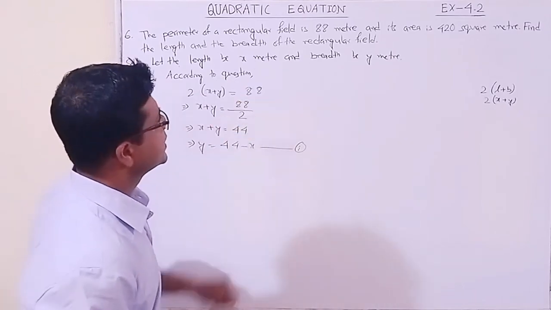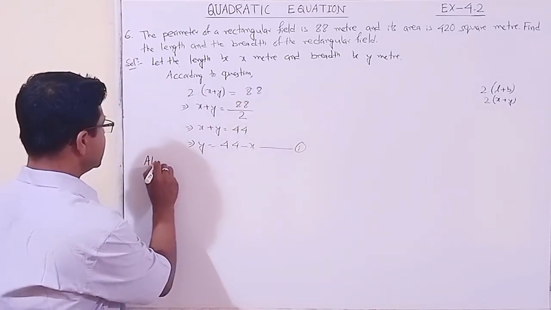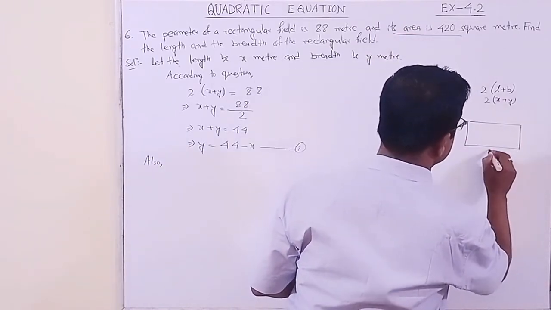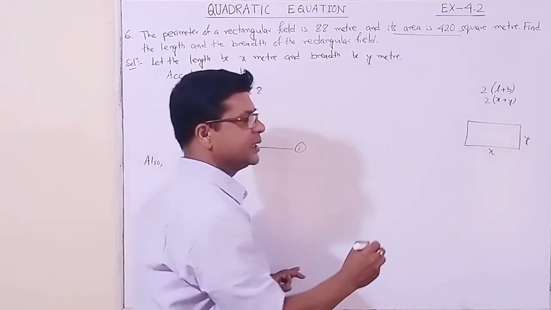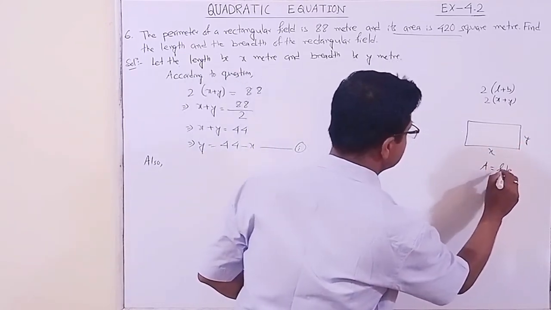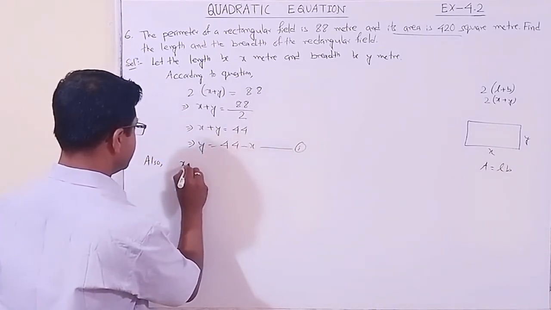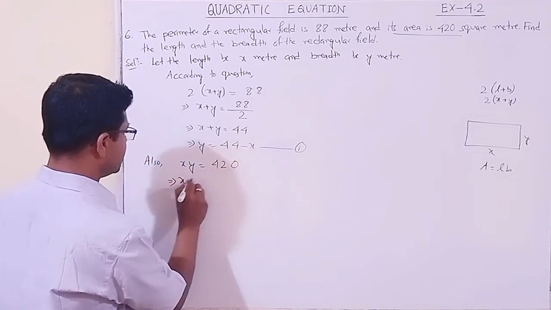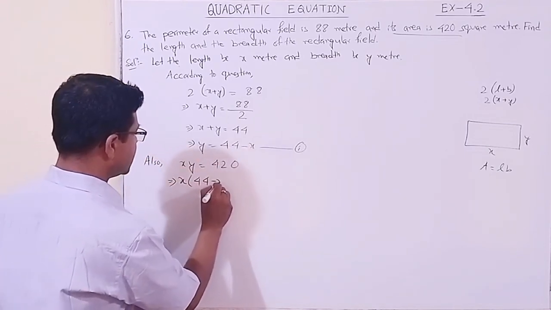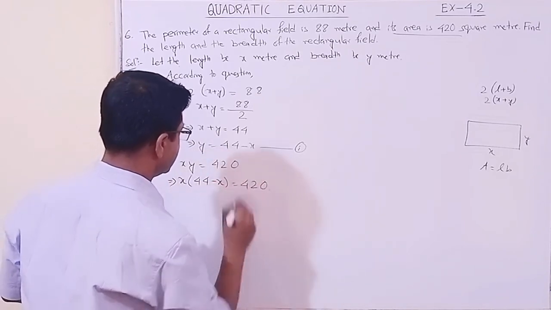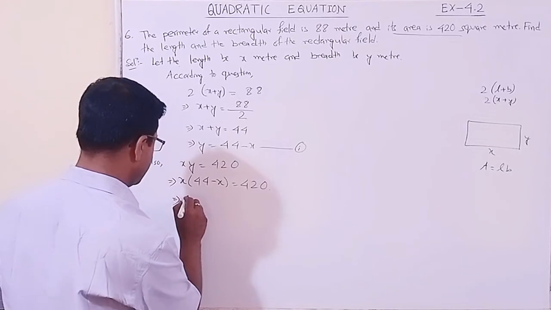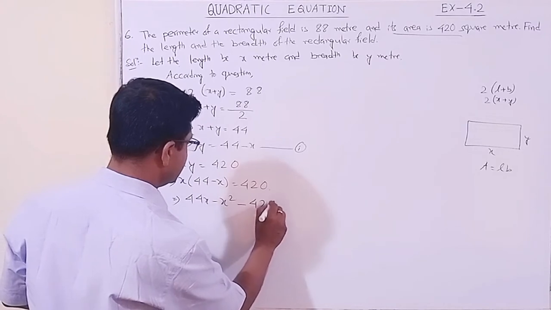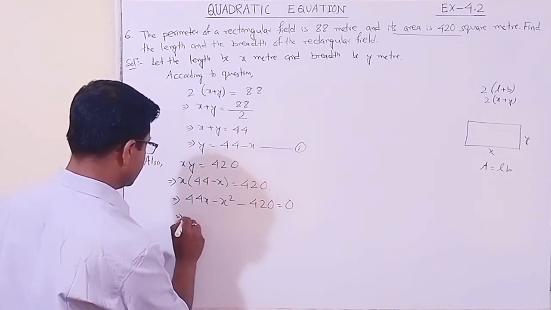Alright, understood? Next, one more thing is given. What is that? Its area. Now dear student, what is the area of a rectangle? This is suppose length and this is the breadth. Area is length into breadth. So here length is x, breadth is y. Their product is 420 square meter. Now let us substitute y. x into 44 minus x is equal to 420. Got it? Okay, let us multiply. 44x minus x square. Let us take this to the other side. 420 is equal to 0.